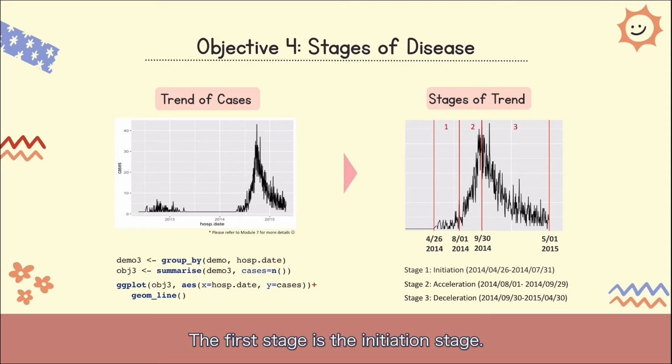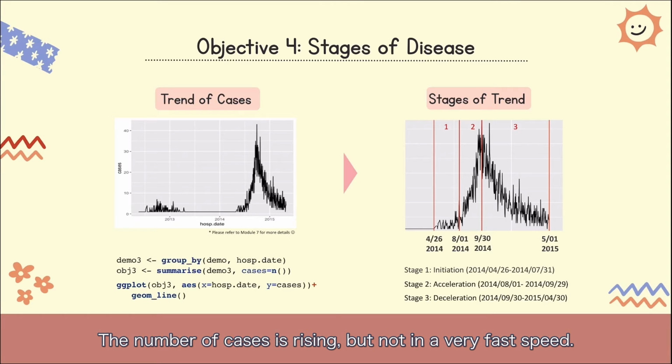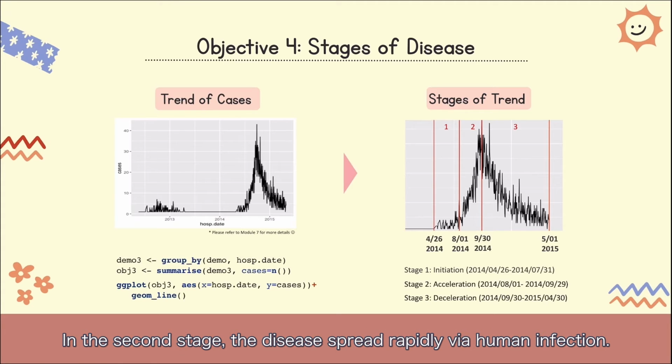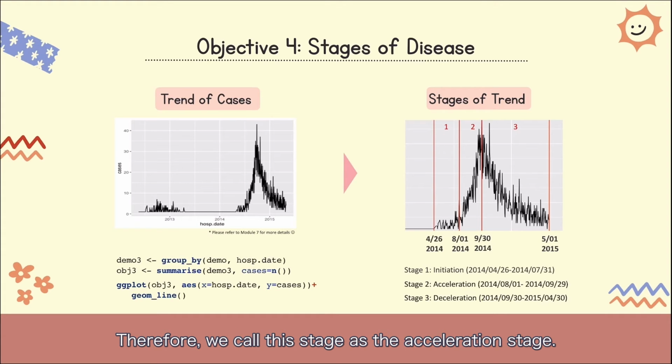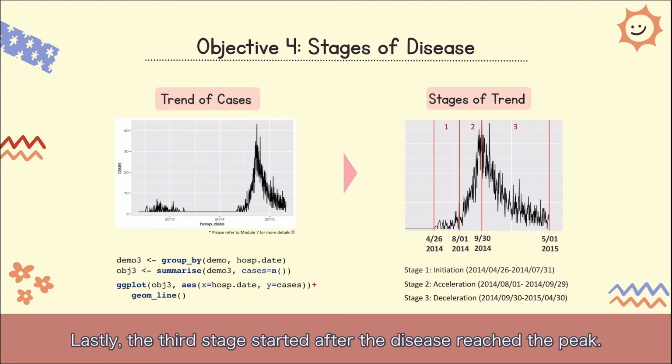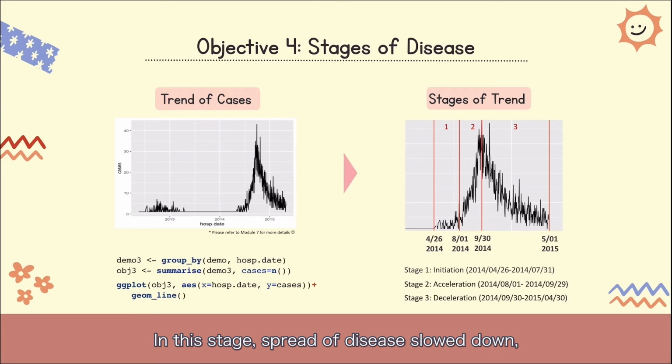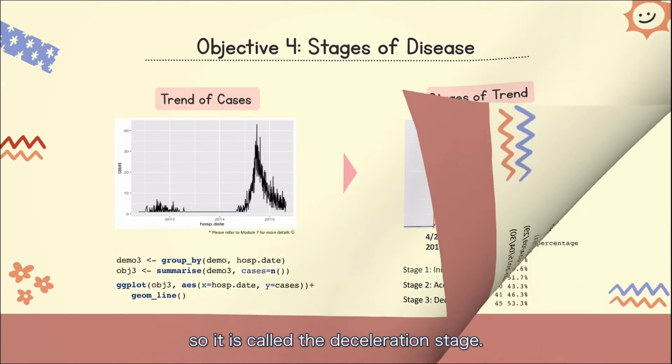The first stage is the initiation stage. The number of cases is rising, but not in a very fast speed. In the second stage, the disease spread rapidly via human infection. Therefore, we call this stage the acceleration stage. Lastly, the third stage started after the disease reached the peak. In this stage, the spread of disease slowed down, so it is called the deceleration stage.